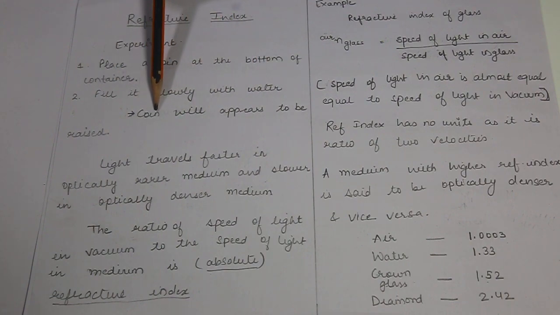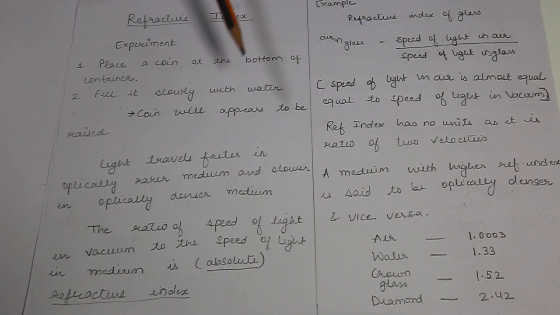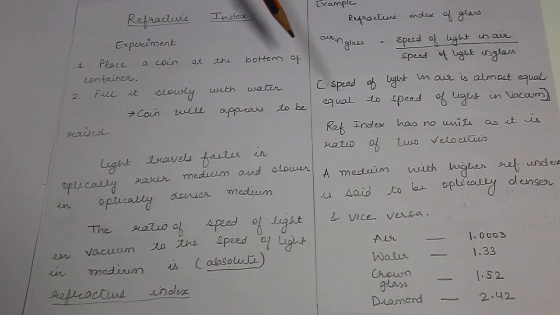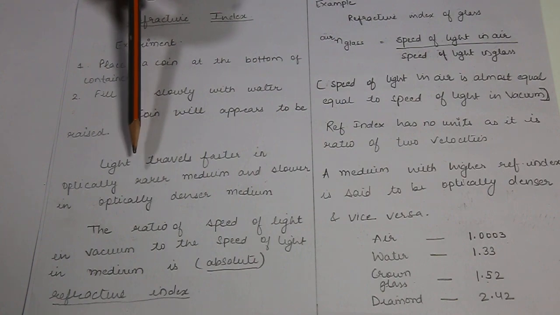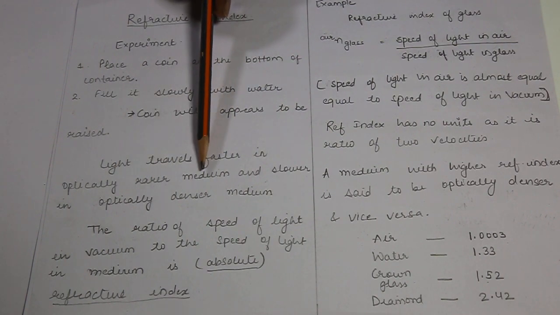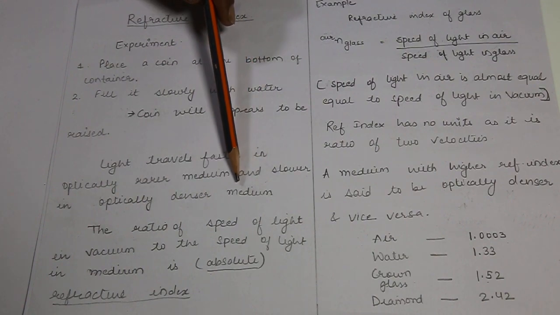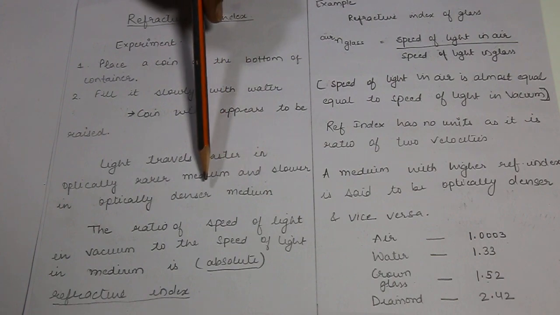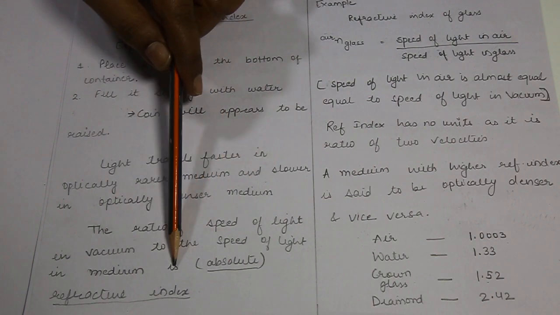You will observe in that case that the coin appears to be raised from the actual position, though the actual position remains the same. Why is this happening? We saw in an earlier video that light travels faster in an optically rarer medium and slower in an optically denser medium. When we compare the speed of light in two media, it is known as refractive index.